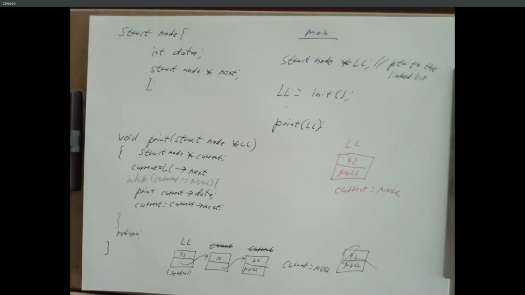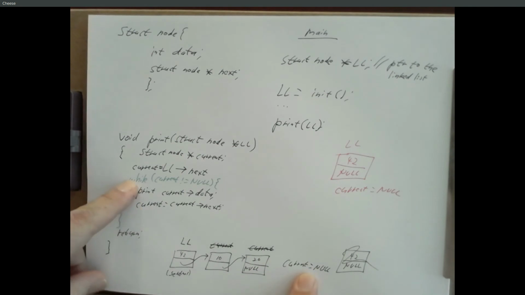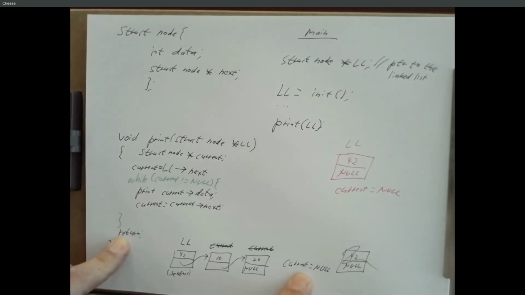And if the list is not empty, current will start off here, print a 10, move current here, print a 20, move current to null, exit the while loop, return. That does the right thing too. You're probably in good shape.